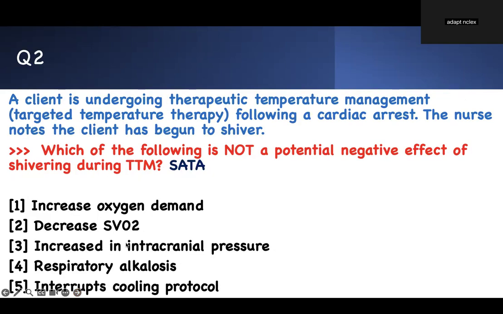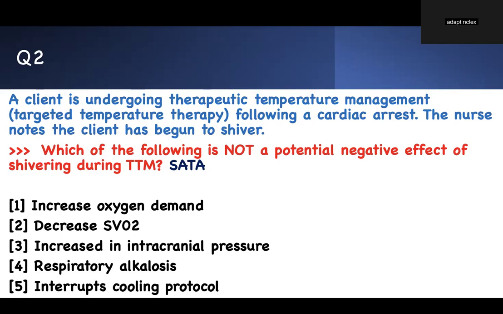Number 2, which of the following is not a potential negative effect of shivering during TTM? What is that? Targeted temperature therapy. The client is undergoing therapeutic temperature management following a cardiac arrest. The nurse notes the client has begun to shiver. Targeted temperature therapy for a patient who has had a cardiac arrest: we want to decrease oxygen demand and brain function at this time so they can recover in the future. Less metabolic effect on the brain. Everything cools down to a temperature that we have set.